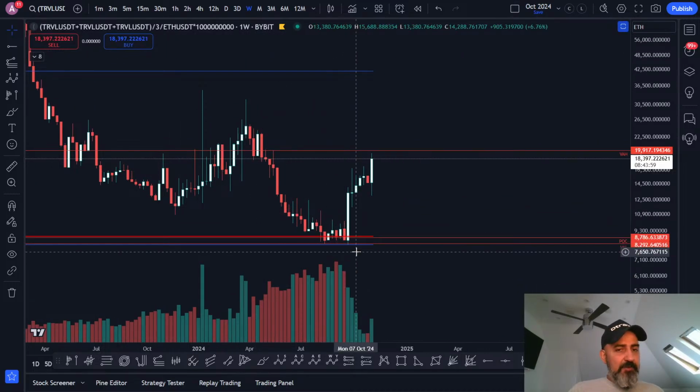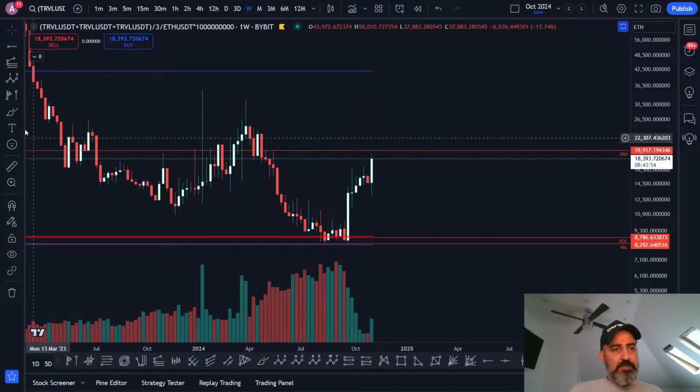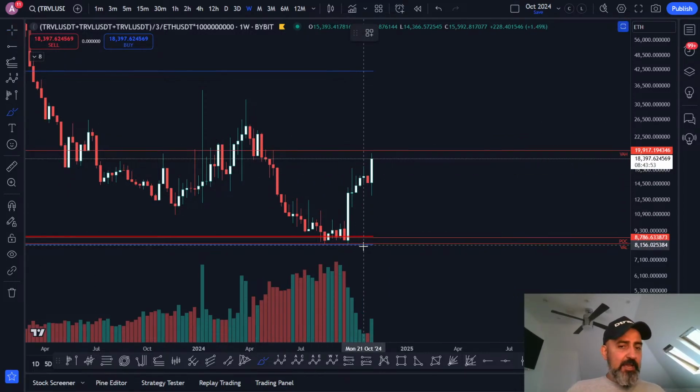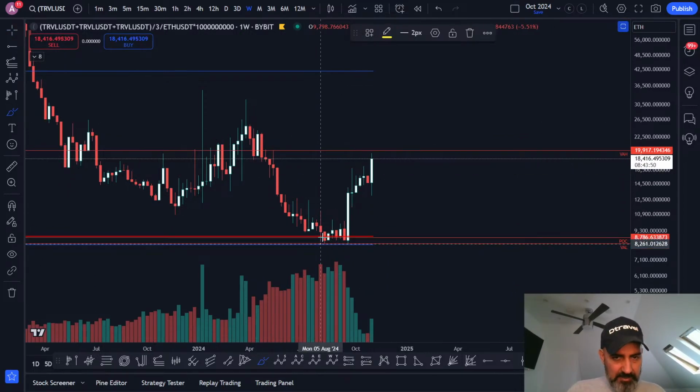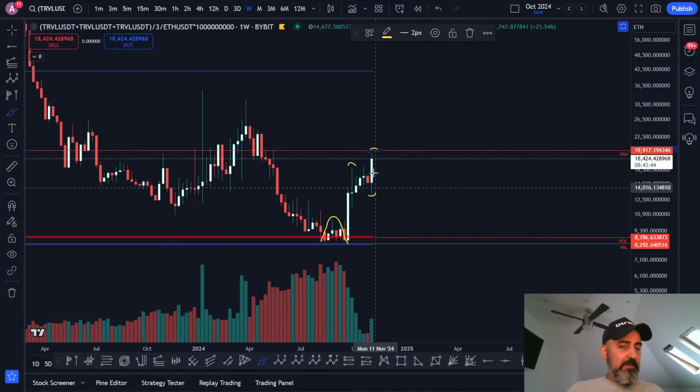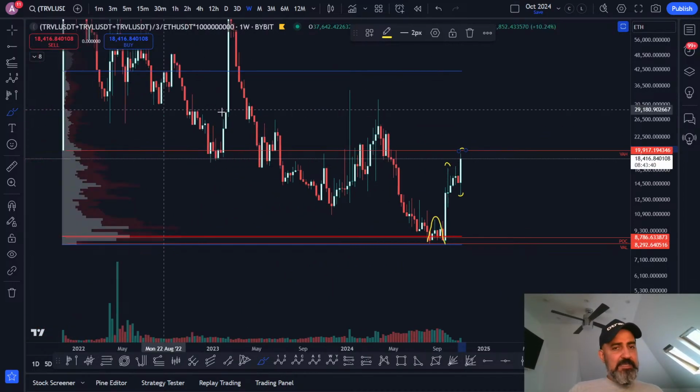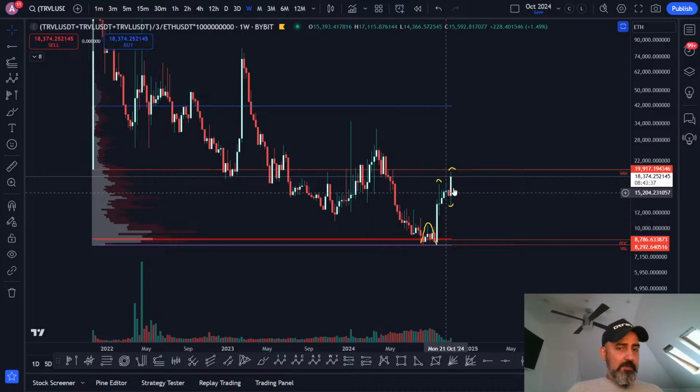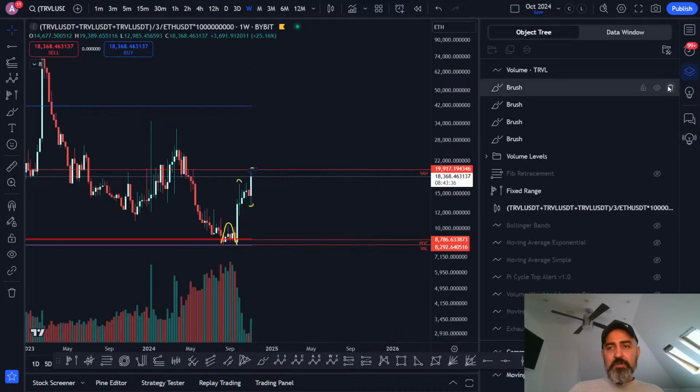On the weekly time frame, it looks like we've changed market structure to bullish, doesn't it? It looks like we're now putting in higher highs, higher lows. After we had a little change here, we put in the higher high there. It looks like we've put in a higher low and a higher high here, just in this current week, doesn't it? So against ETH, TRVL is actually showing weekly market structure that's bullish.